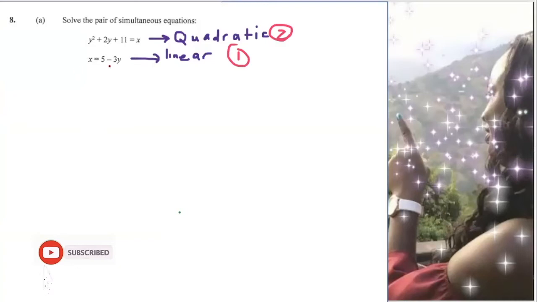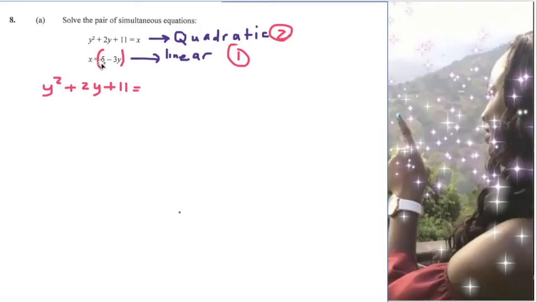Once we have one being linear and one being quadratic, we are going to use the substitution method and substitute the linear into the quadratic. Now for the quadratic form, this is my x, so I'll substitute for x 5 minus 3y. Rewriting this line, I have y squared plus 2y plus 11 is equal to x, but in this case, our x is 5 minus 3y.